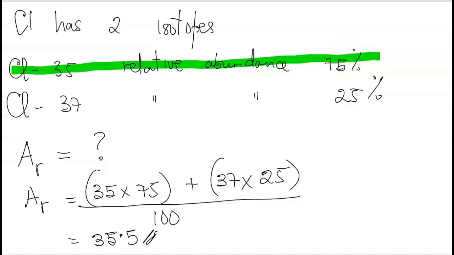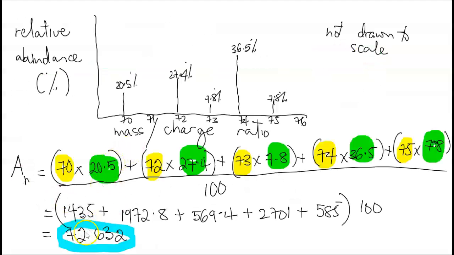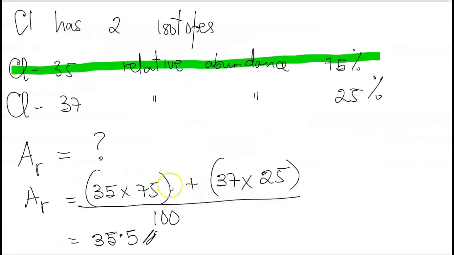Let's look at the previous example. So we had 72.63. This one is a little different from the chlorine 35, but most times what happens is that the relative atomic mass is closer or closest to the isotope with the highest relative abundance.